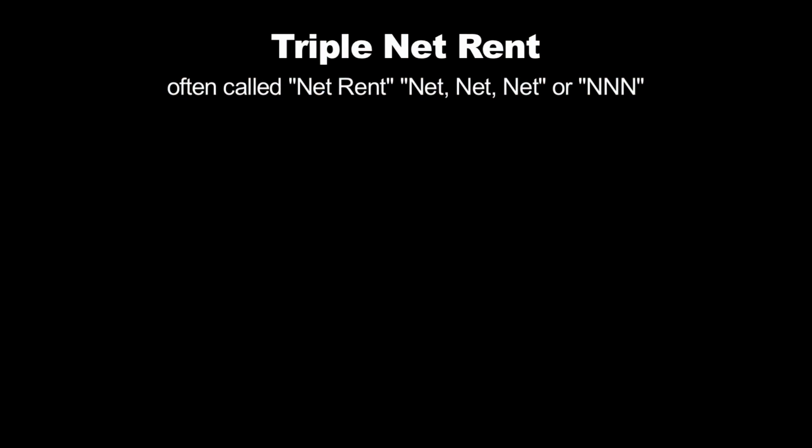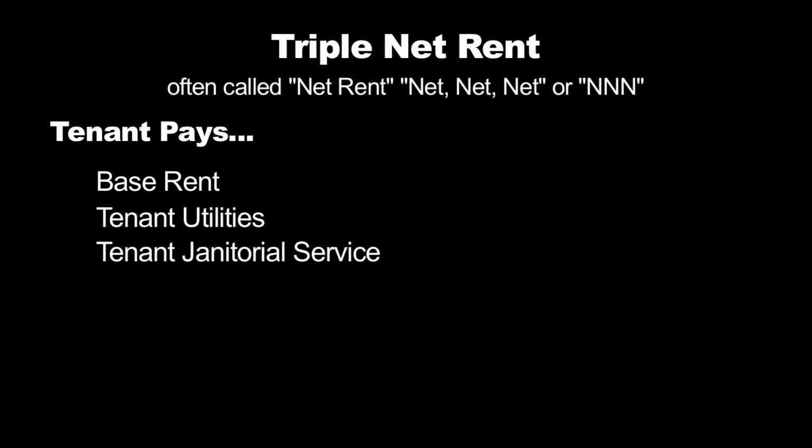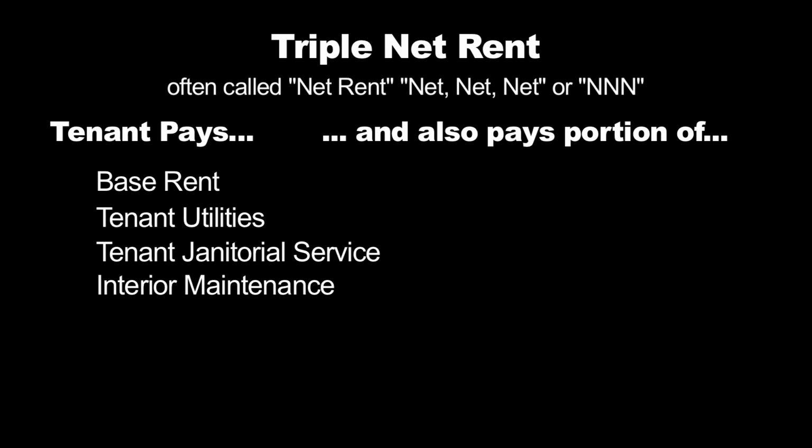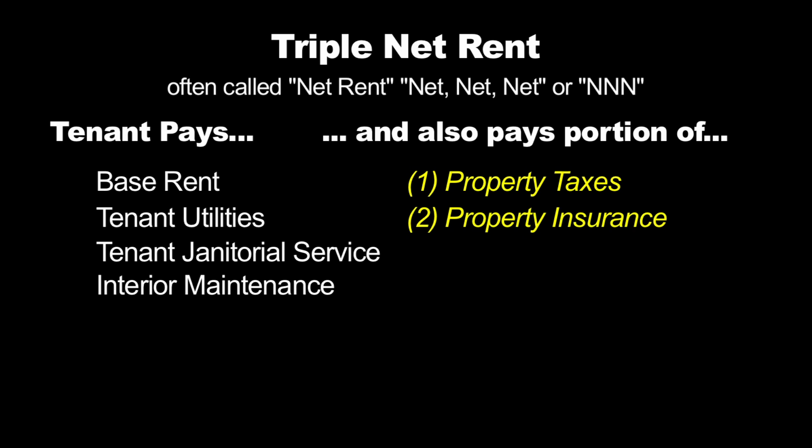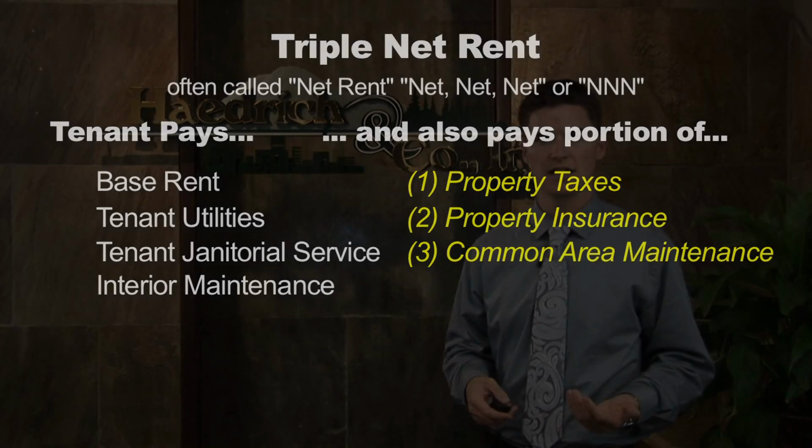Triple net rent, often called net rent, net, or NNN, refers to a rental rate where the tenant pays a base rent for a space, pays tenant utilities, tenant janitorial service, and interior maintenance, and then pays a proportional share of the three most common property expenses: one, property taxes, two, property insurance, and three, common area maintenance, hence the name triple net expenses. So the reason why triple net rent is lower than modified gross rent is because the tenant is directly responsible for more property expenses, which are directly paid by the landlord on a modified gross basis.